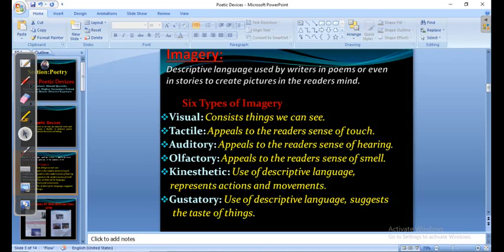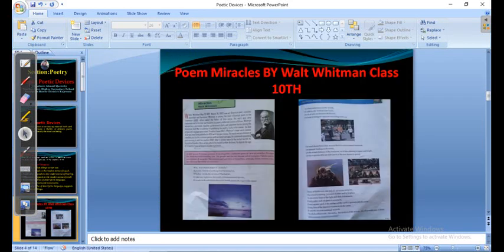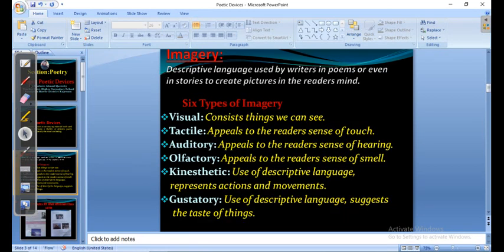When you go through Miracles, you will see: or wade with naked feet along the beach just in the edge of the water. When the water touches, it is a sense of feeling. Water touching your feet is a sense of feeling. That means it's a tactile sense of touch. Tactile is an imagery, but it's a tactile one. Auditory appeals to the reader's sense of hearing.